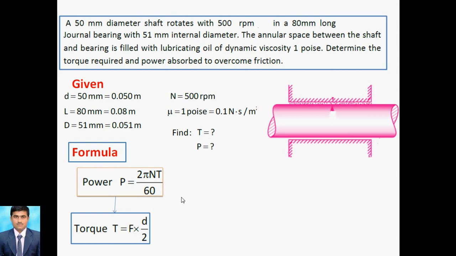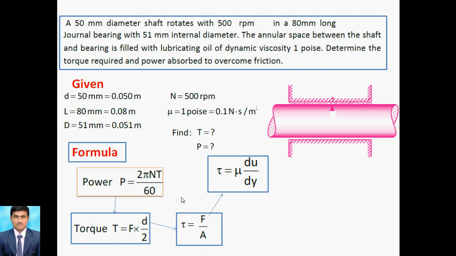So how to calculate force? We know the relation between tau and F, that is tau is equal to force upon area. Now how to calculate the force? If you know tau, then you can get the force. For that purpose, we know the famous formula for shear stress, that is tau is equal to mu du by dy. That is Newton's law of viscosity.